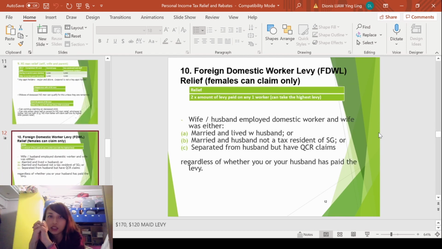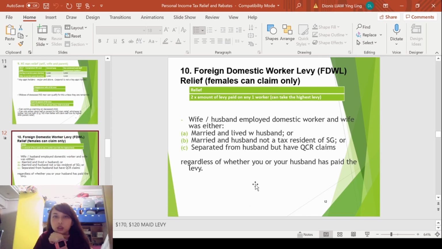Okay, then the next relief is the foreign domestic worker levy relief. So this is only for females to claim lah. It's 2 times the amount of levy paid on any of your 1 worker. So for example, you employ like 4 workers, also only can claim on 1 worker, but usually the second and subsequent worker, the levy will be higher lah. So you can claim on any of these 4. So obviously you will claim the highest lah. You will claim the most expensive one.